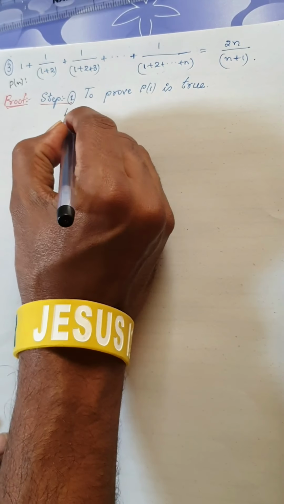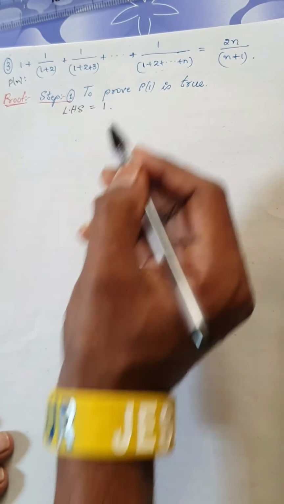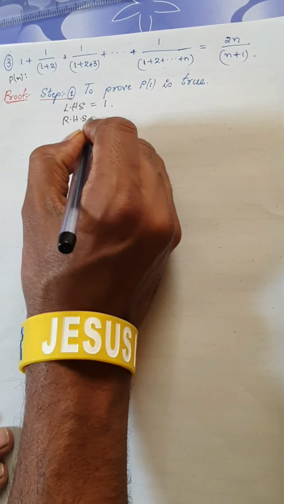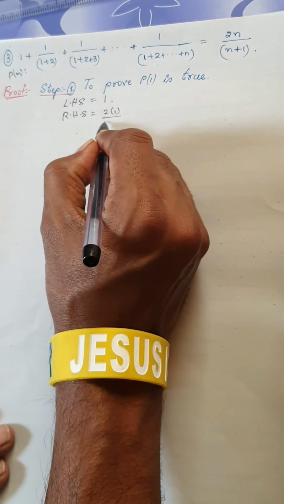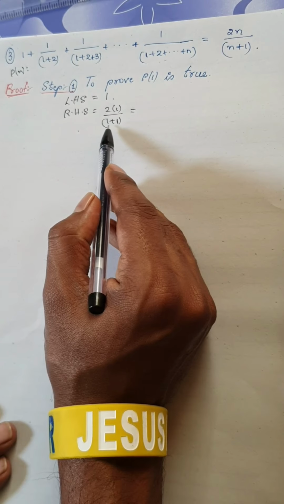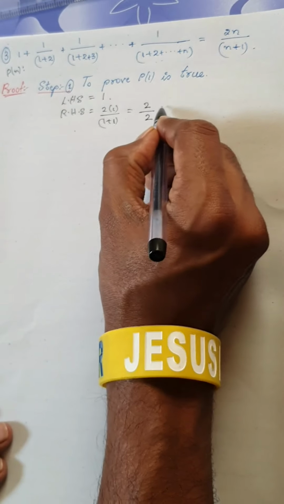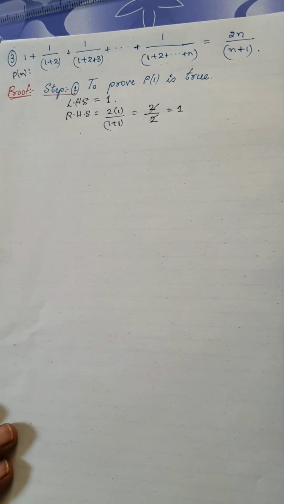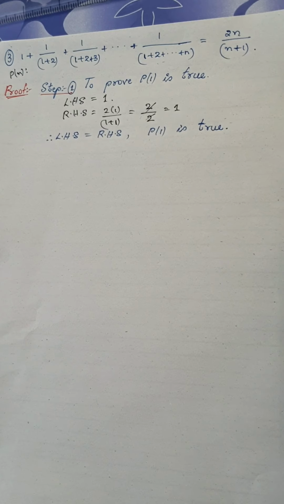Okay, now LHS. What is LHS? It's quite clear. The first term is 1. That's it. Nothing to do with this. Now moving on to RHS. So what is RHS? You have 2n divided by n plus 1. That is actually 2 into 1 divided by 1 plus 1, because in place of n, I've substituted 1. So this is nothing but 2 into 1 is 2, divided by 1 plus 1 is also 2, and 2 by 2 will give me 1. You can see here LHS and RHS are both the same. Therefore, P of 1 is true. So this completes step 1.